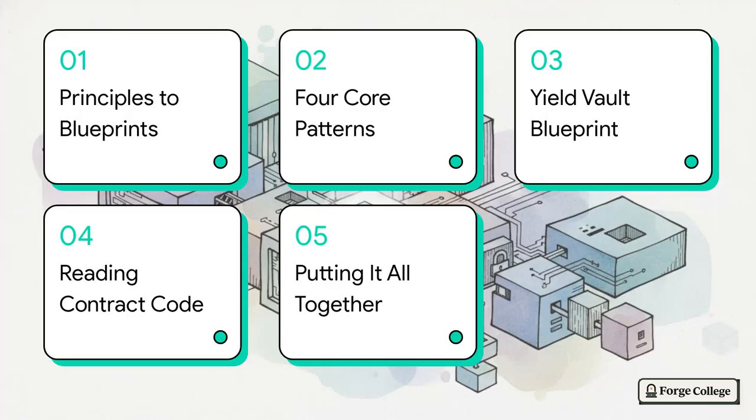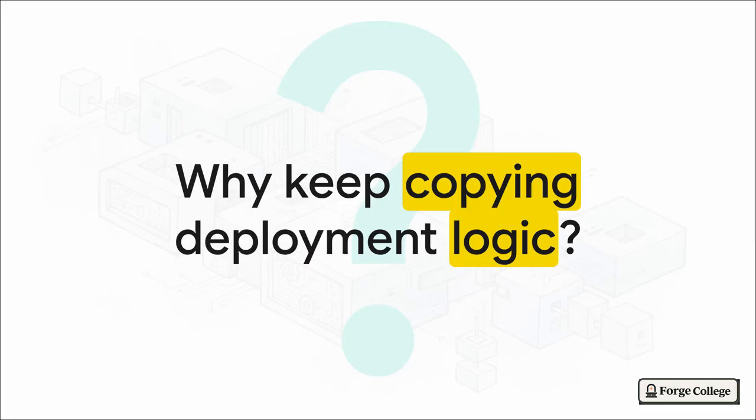First, from principles to blueprints. Then we'll meet the 4 core patterns, move on to the Yield Vault blueprint, spend some time reading the smart contract code, and finally, putting it all together. Just as a quick reminder, we're right in the middle of the Creating Modular and Reusable Contracts module within the Solidity from Zero track.